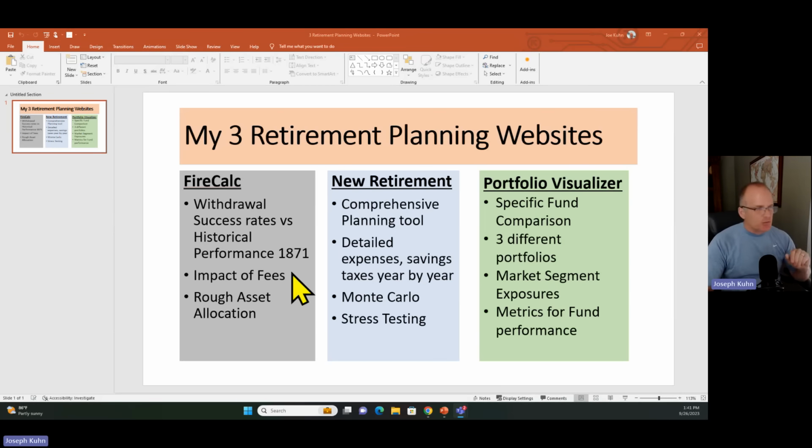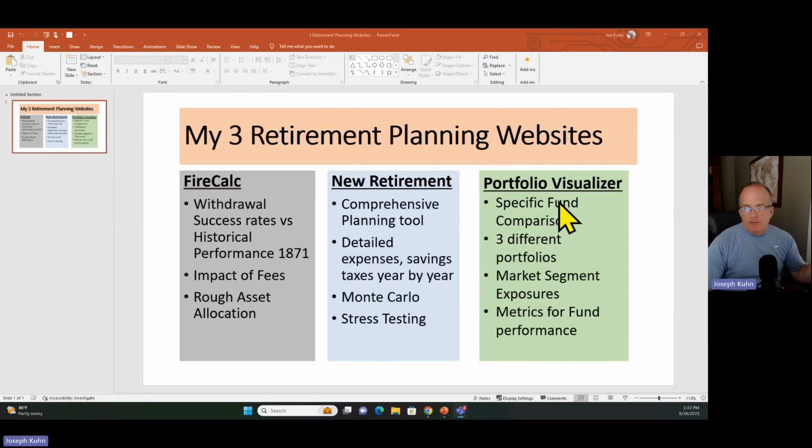So I combine these two. I also do all my stress testing in New Retirement. Great tool, but I wish New Retirement had a little toggle to say, hey, how has this done in history? I've actually talked to the leadership about that, but New Retirement is an exceptional tool, great, great tool when you combine it with FireCalc. So we're going to demonstrate that.